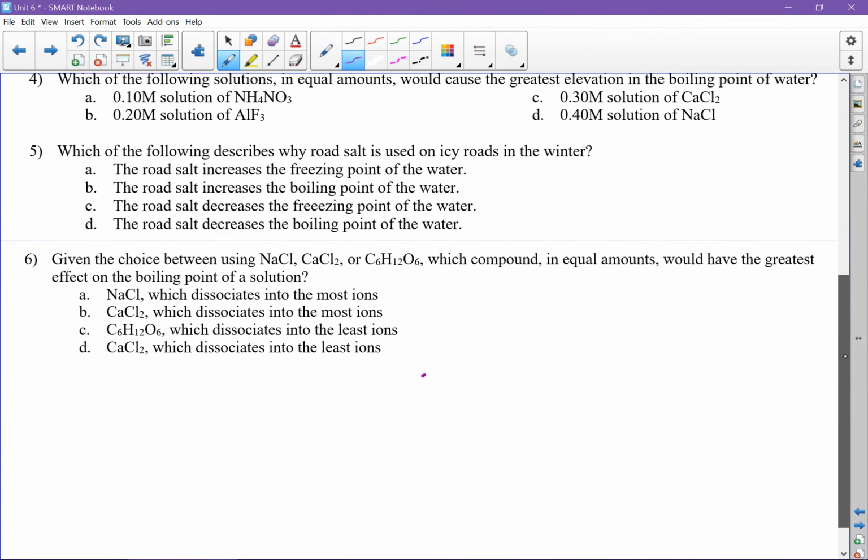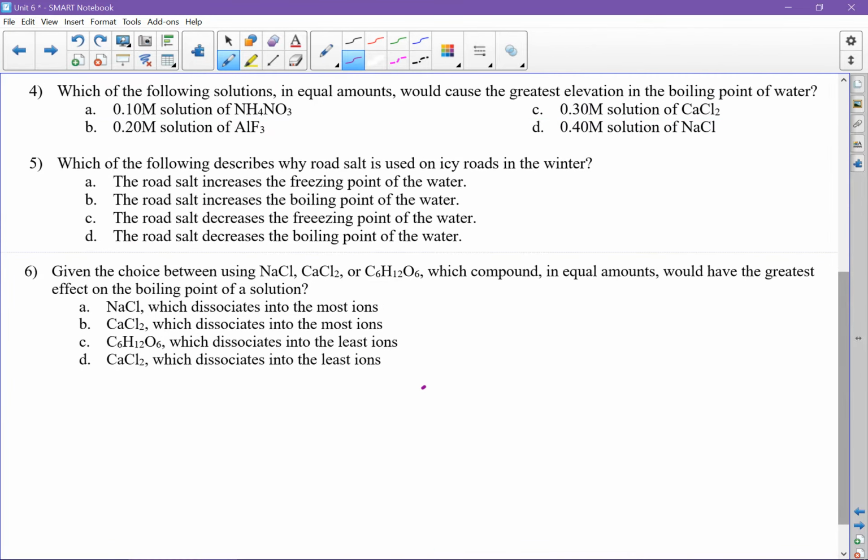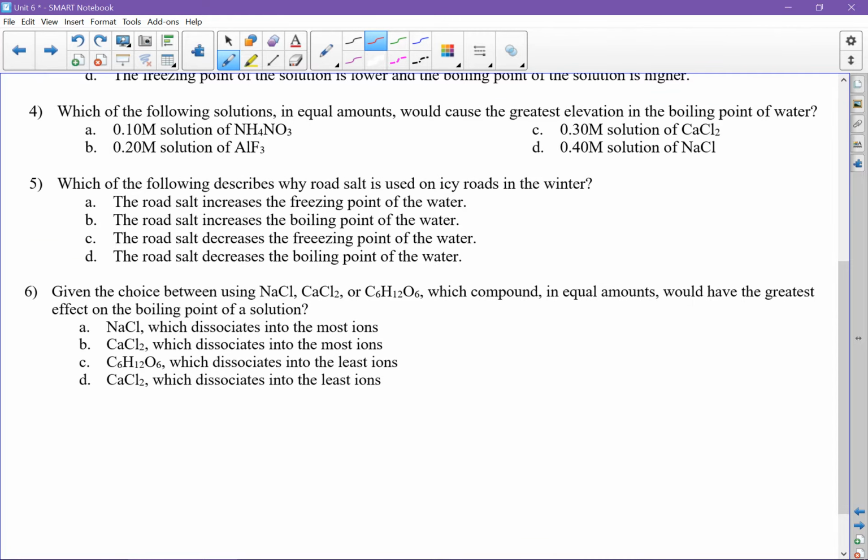Oh, I skipped one. Okay, I'm going to try number 4. I want to know which one would cause the greatest elevation in the boiling point. The way that we're going to do that is by adding something ionic, and we want to have more ions because that will make the boiling point increase more.